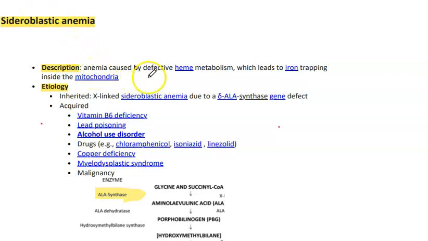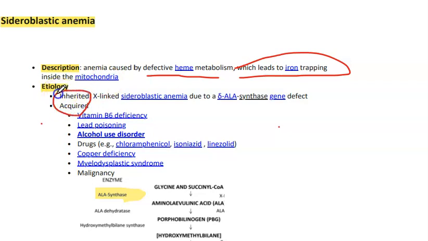Today the topic of discussion is sideroblastic anemia, which is a type of microcytic anemia. This type of anemia is caused by defective heme metabolism, which leads to iron trapping inside the mitochondria. On the basis of etiology, it is classified into inherited and acquired. Inherited anemia is X-linked and it is due to delta aminolevulinic acid synthase gene defects.